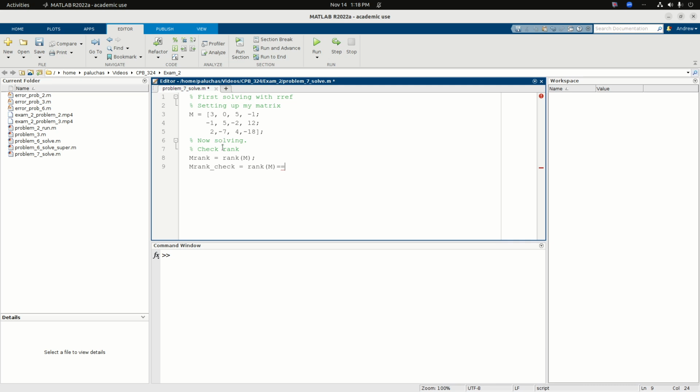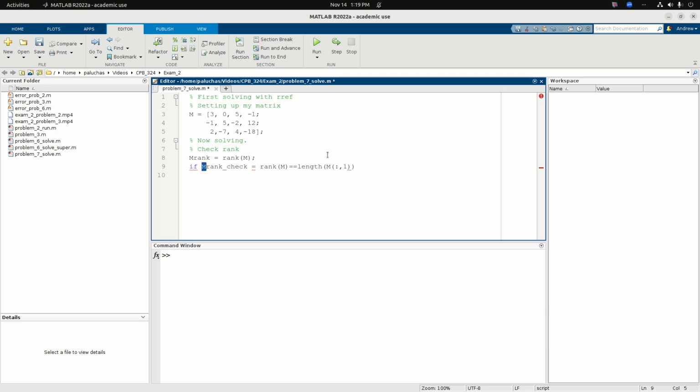So I want to see if that's equal to the length of M, and I'm looking at terms of number of rows. So I'll just say all rows, first column. Is the number of rows in the first column equivalent to the rank of M? Okay, and if it is, then I'll solve it. And I could do something like this.